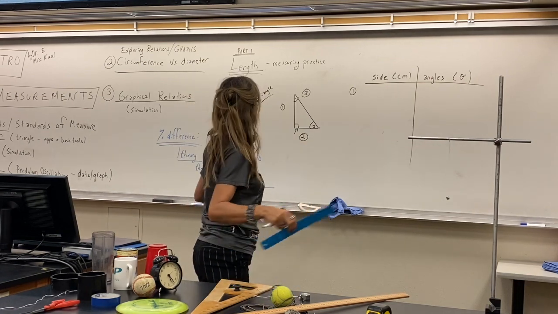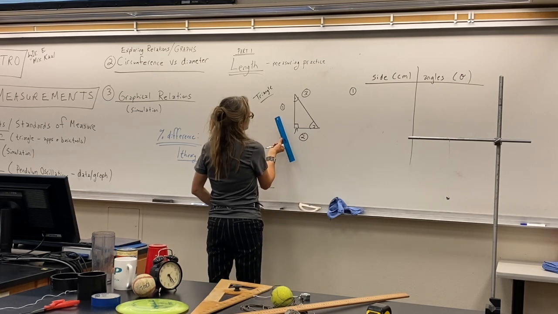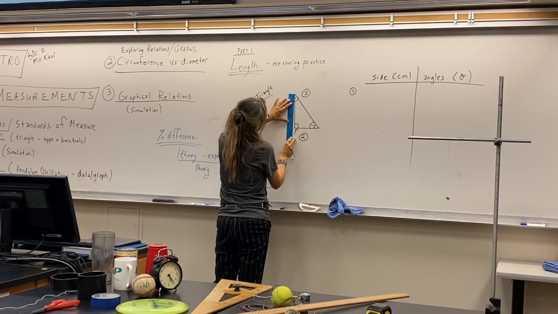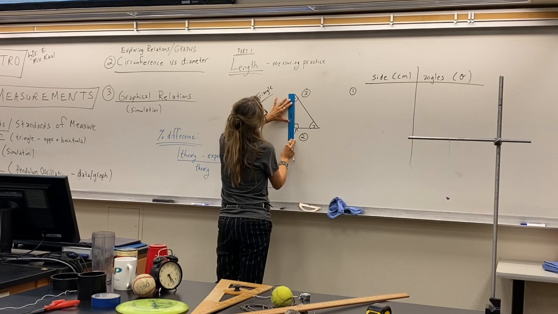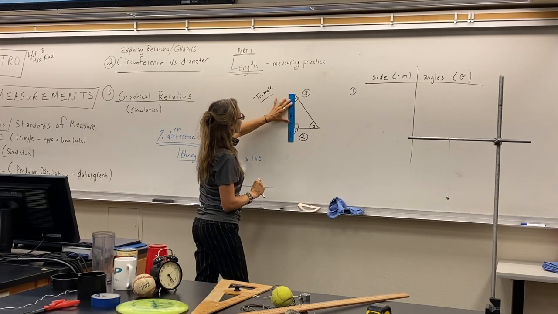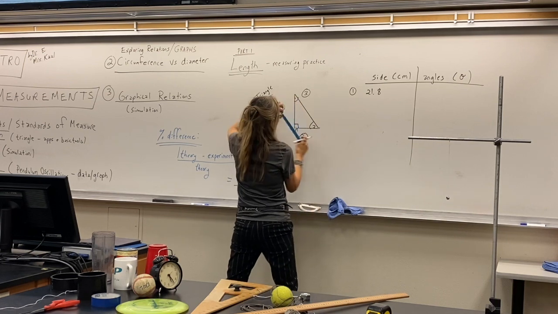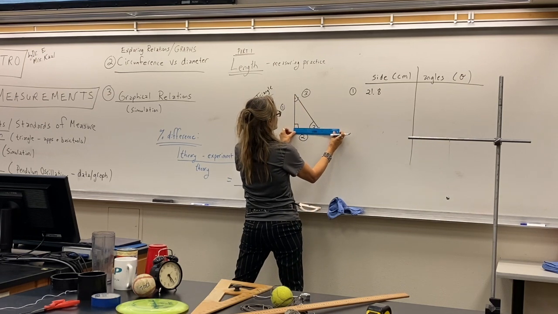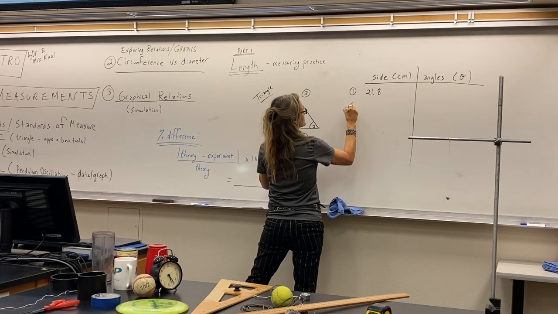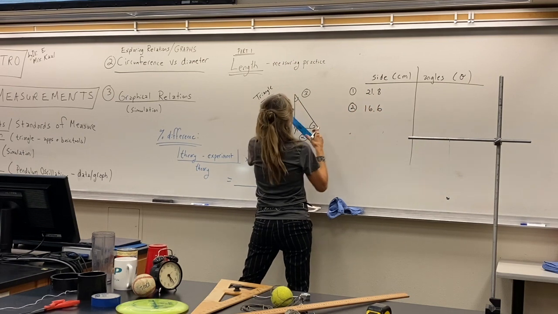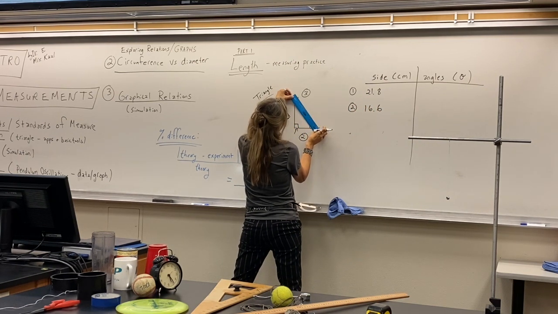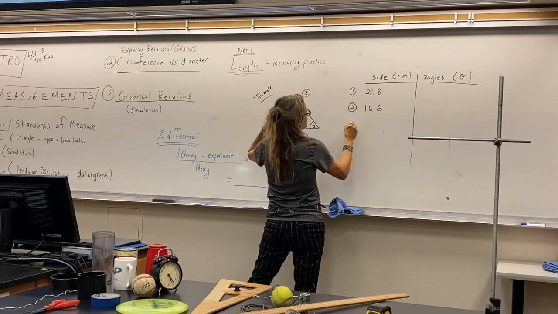Okay, so if I measure these out, what I want to do is verify some laws quickly, but really, again, this is meant to just be practice. So side 1 is like 21.8. Side 2, we have 16.6. Side 3, we have 27.4.